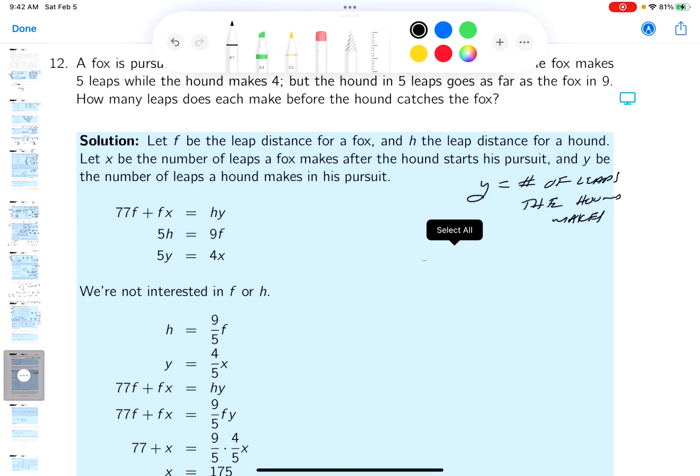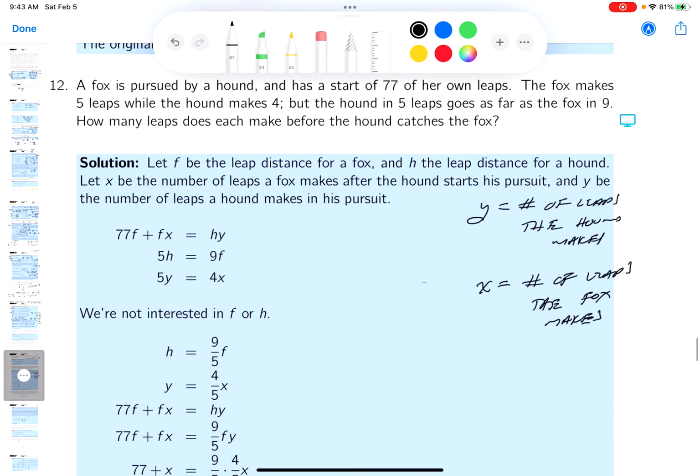You know, 1 leap, 2 leap, 3 leap, 4 leap. Clearly the fox is ahead, right? But it appears that the hound is faster and catches up to him. And then I'm going to say X equals the number of leaps the fox makes. But I want to point out the fox does have a head start. But what I don't know is what the leap is.